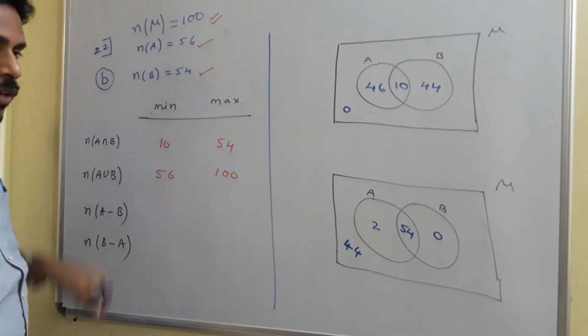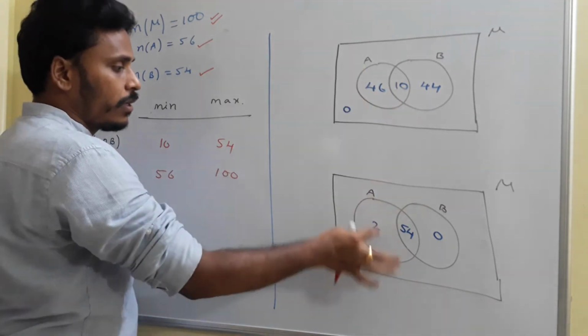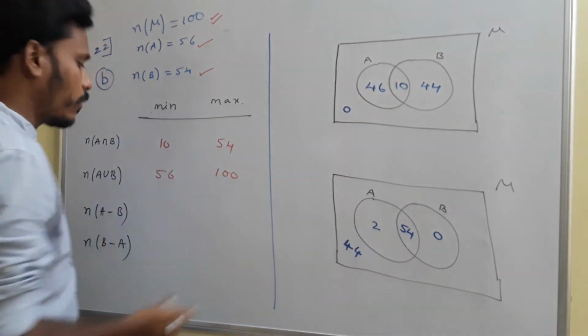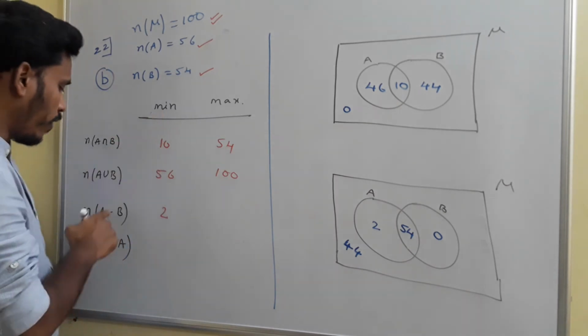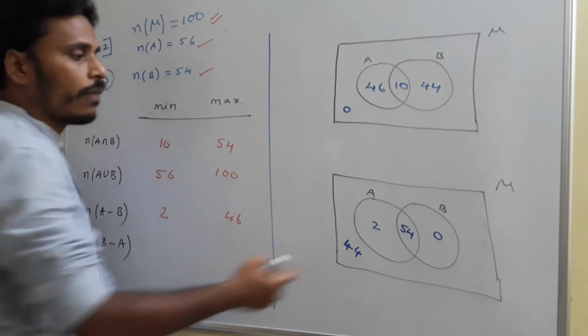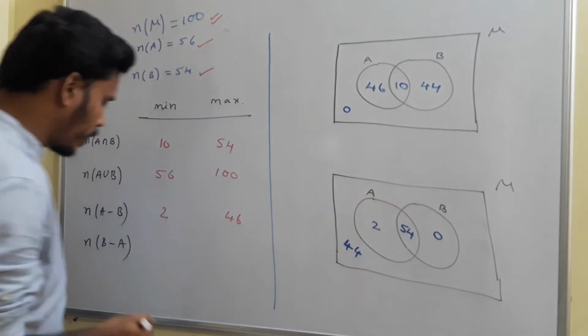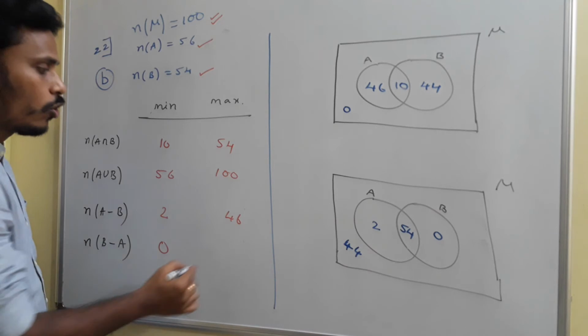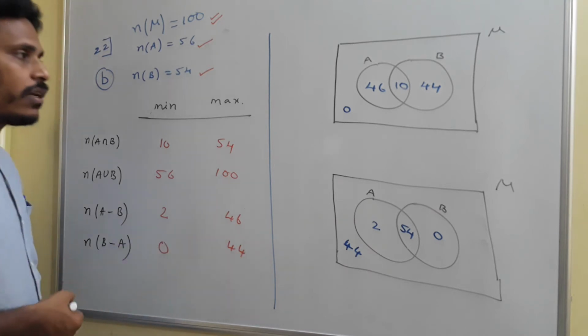Then what about n of A minus B? This is A minus B. The minimum value is 2 and the maximum value is 46. So minimum of n of A minus B is 2, maximum of A minus B is 46. Then this is minimum and that is maximum. Minimum of B minus A is 0 and the maximum of B minus A is 44.